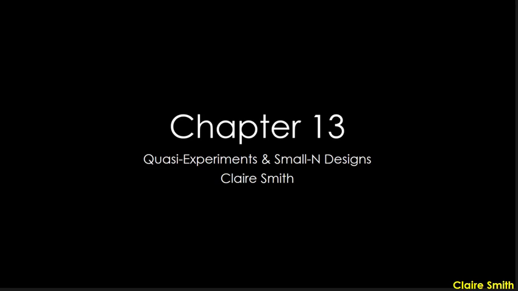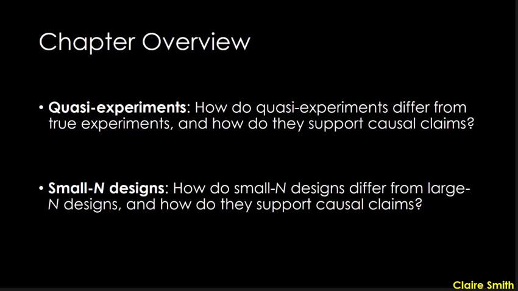On to chapter 13. So this chapter, like I said, we're talking about quasi experiments. How do these differ from true experiments, which we talked about previously, and how well do they support causal claims at all? And then small n designs.